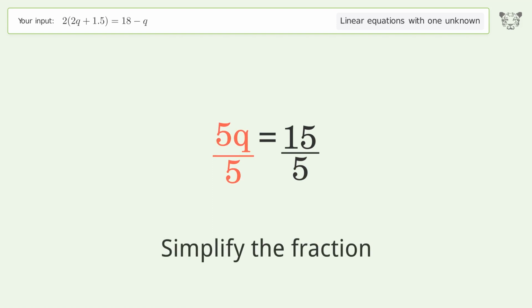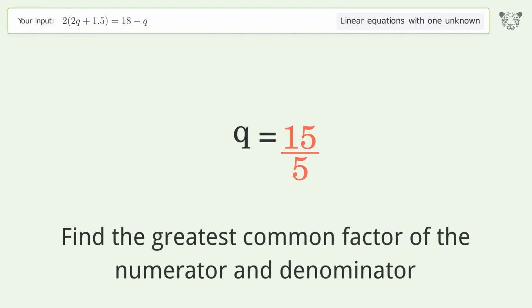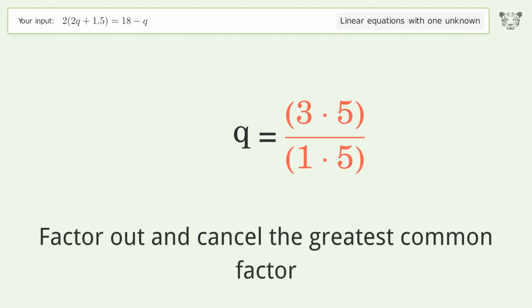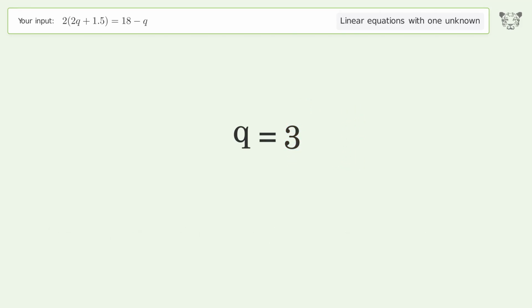Simplify the fraction. Find the greatest common factor of the numerator and denominator. Factor out and cancel the greatest common factor. And so the final result is q equals 3.